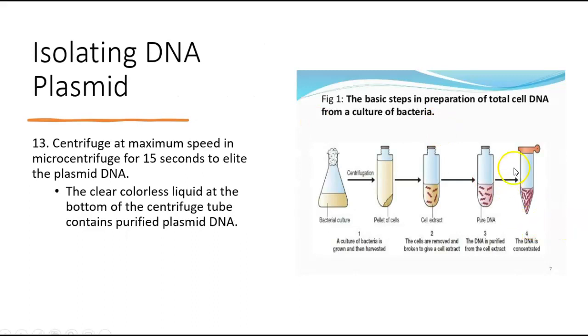And then we're at this point over here where you're going to have purified plasmid DNA. You're going to centrifuge at maximum speed in a microcentrifuge for 15 seconds. And then you're going to have the clear, colorless liquid at the bottom of the centrifuge tube that contains purified plasmid DNA.